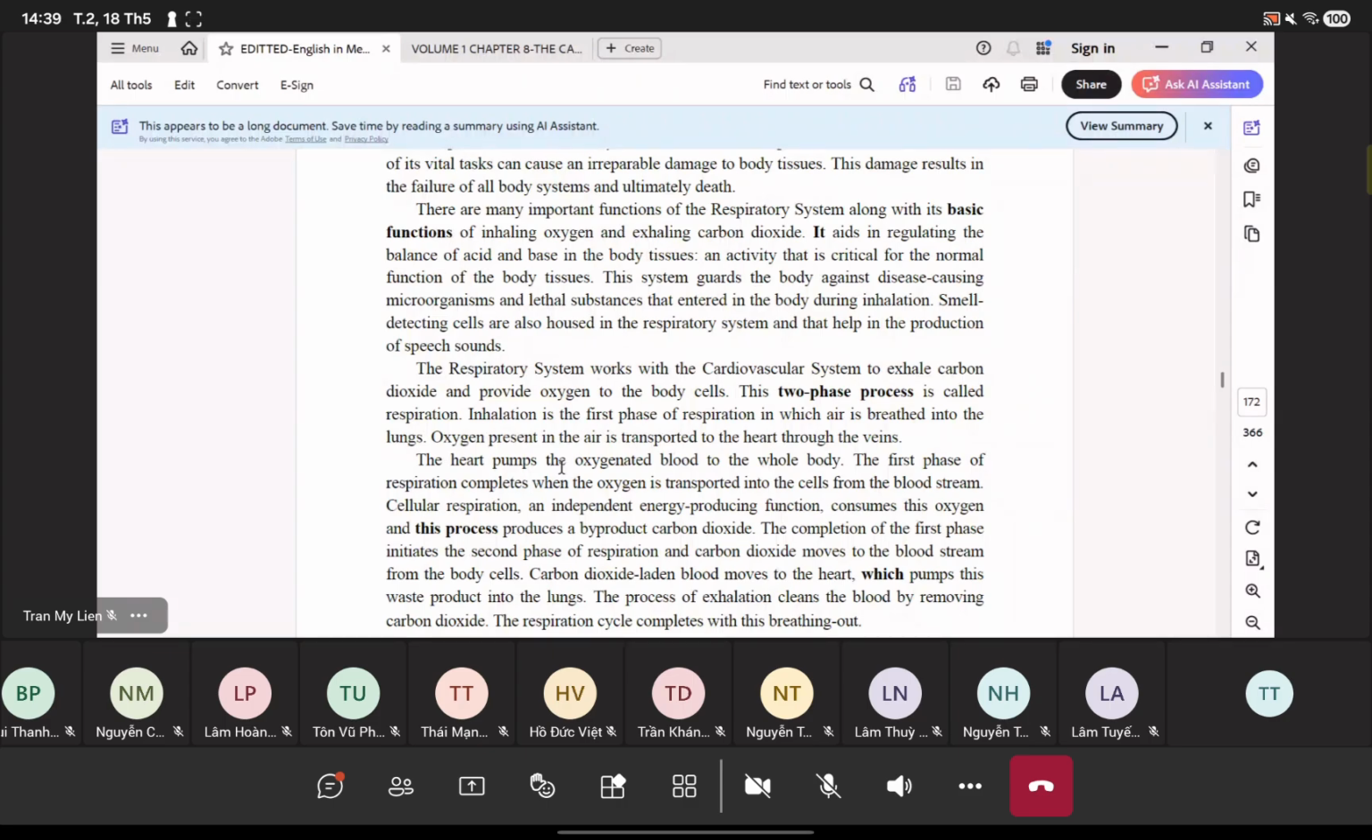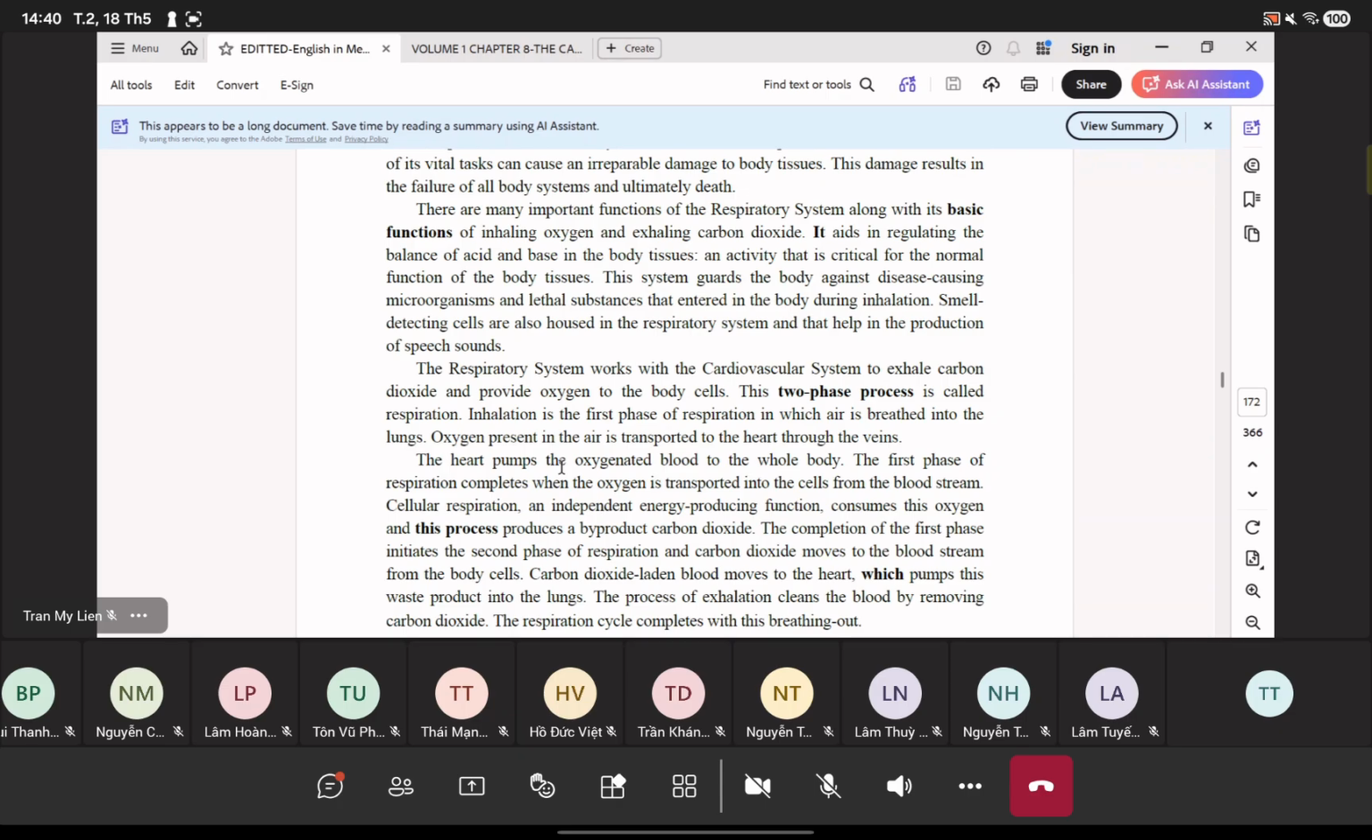Inhalation is the first phase of respiration in which air is breathed into the lungs. Oxygen present in the air is transported to the heart through the veins. The heart pumps the oxygenated blood to the whole body. The first phase of respiration completes when the oxygen is transported to the cells from the bloodstream. Cellular respiration, an independent energy-producing function, consumes this oxygen, and this process produces a byproduct carbon dioxide.